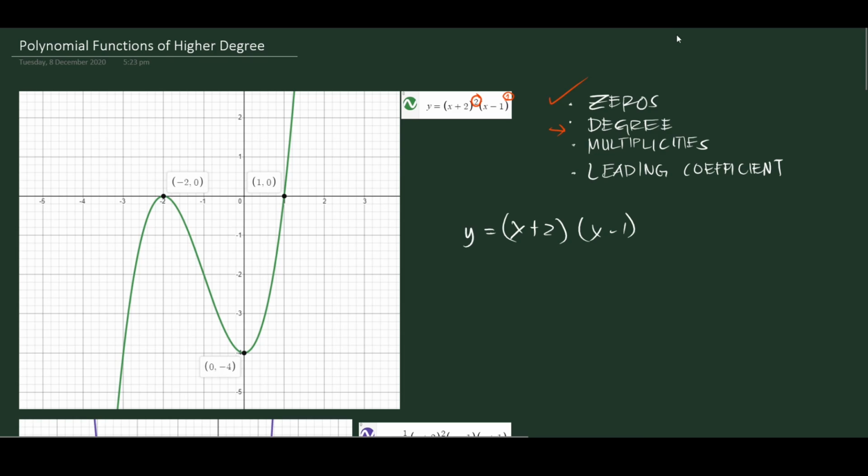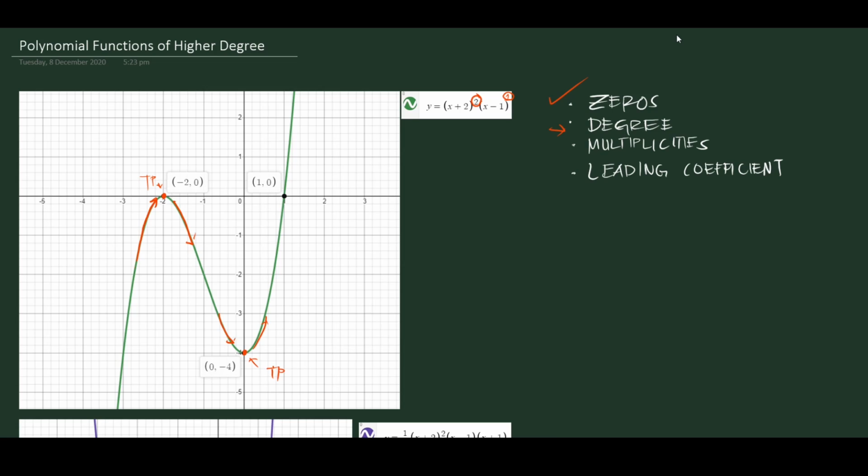How do we determine the degree from the graph only? We can determine the degree by taking a look at the number of turning points. So what are turning points? Turning points are the points in the graph where the graph changes from increasing to decreasing. This is a turning point: negative 2, 0. And what are the other turning points? We have here 0, negative 4, which also happens to be the y-intercept. It changes from decreasing to increasing, so that's also a turning point.